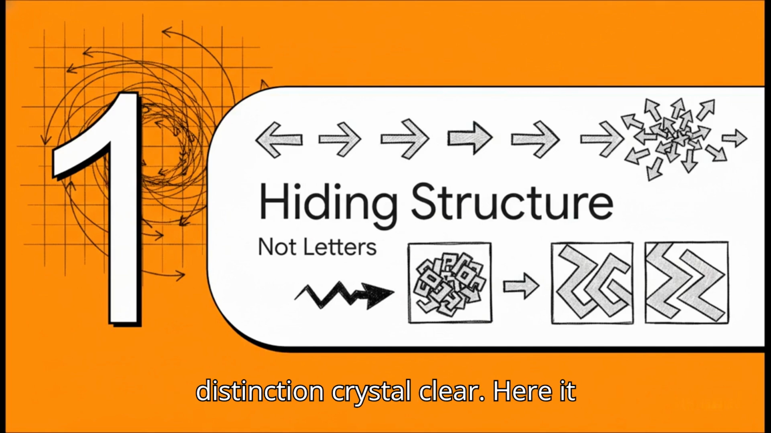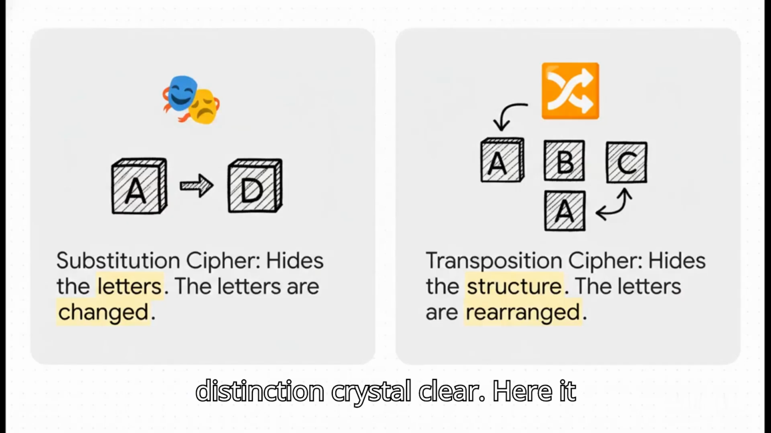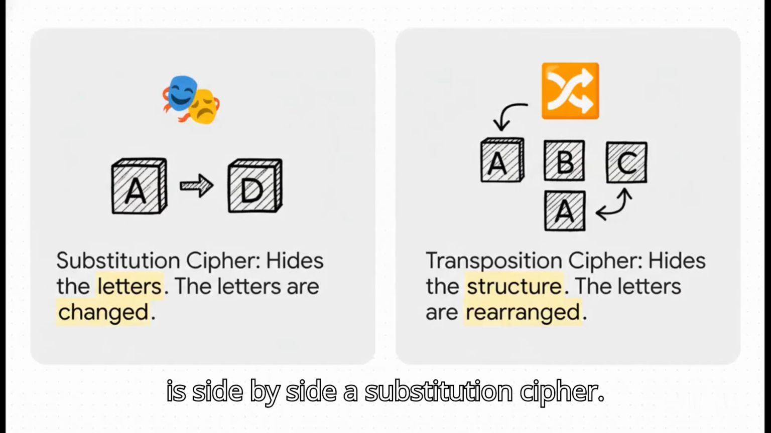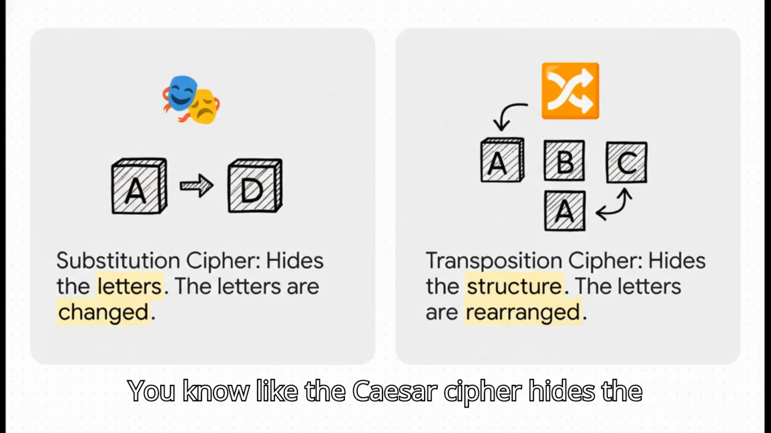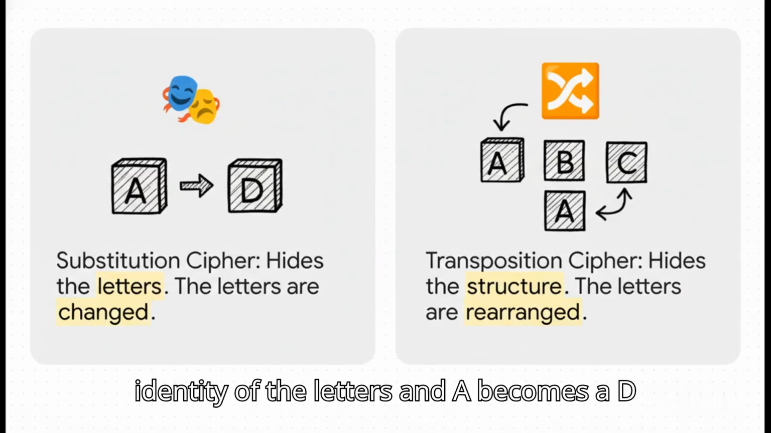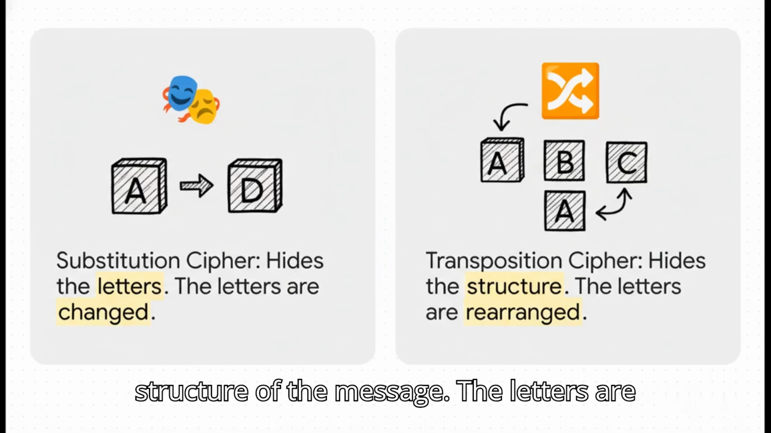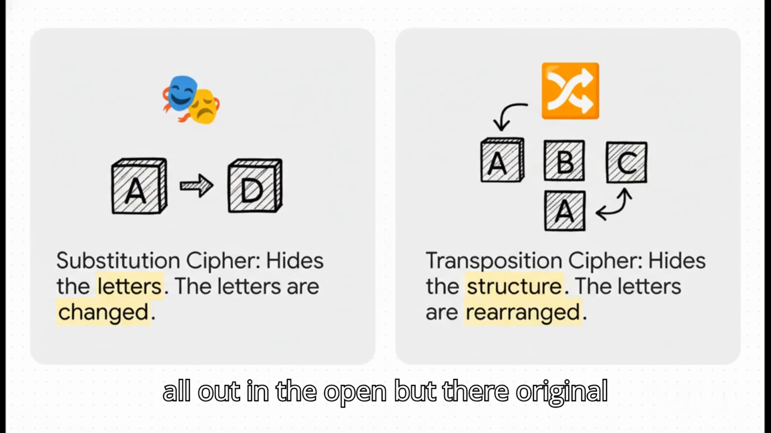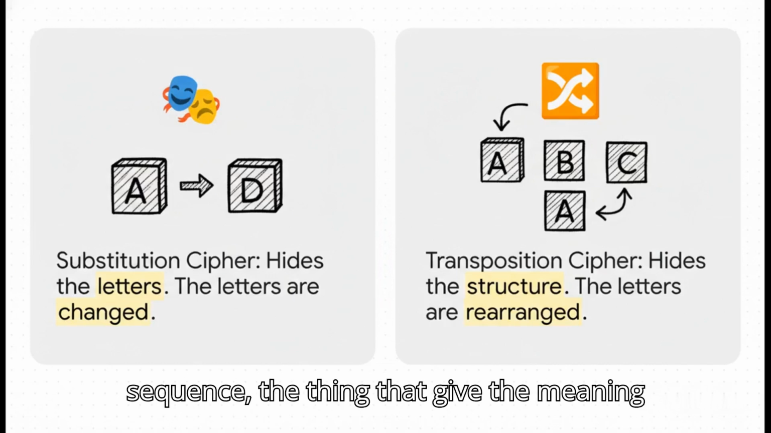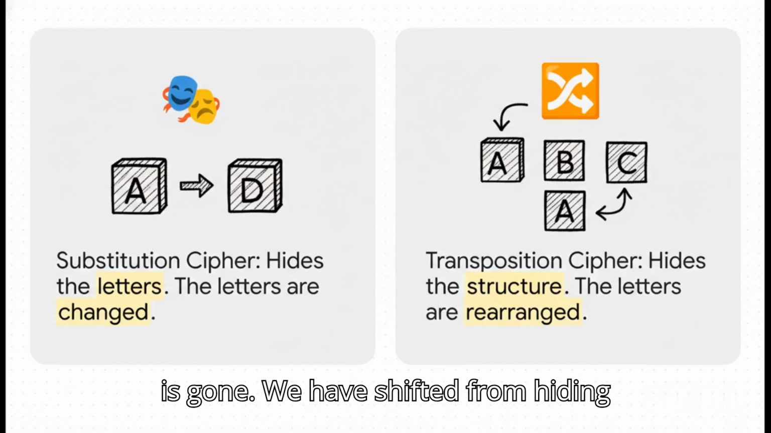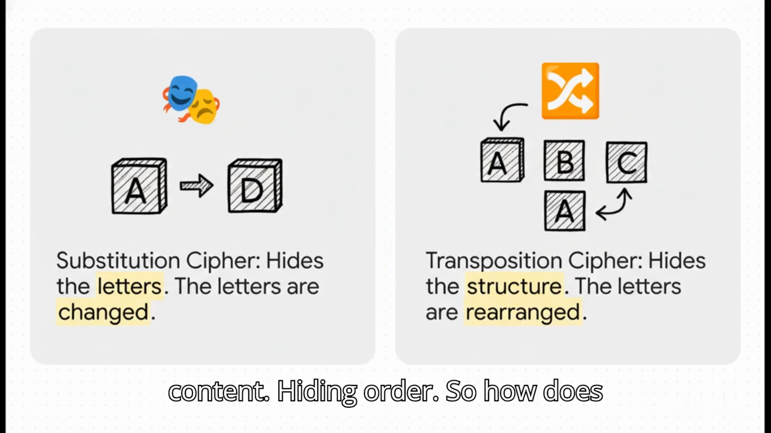So let's make that distinction crystal clear. Here it is, side by side. A substitution cipher, like the Caesar cipher, hides the identity of the letters. An A becomes a D. But a transposition cipher, it hides the structure of the message. The letters are all out in the open, but their original sequence, the thing that gave them meaning, is gone. We've shifted from hiding content to hiding order.